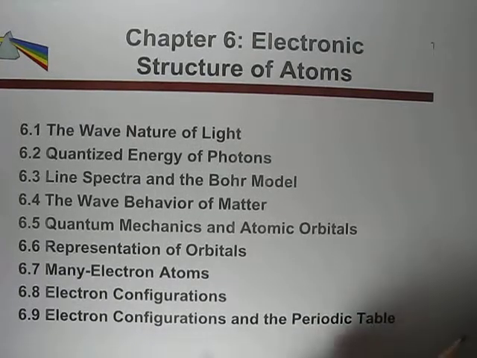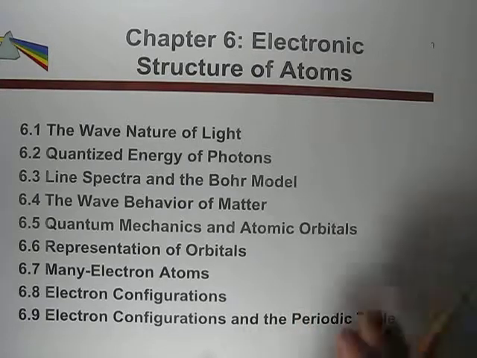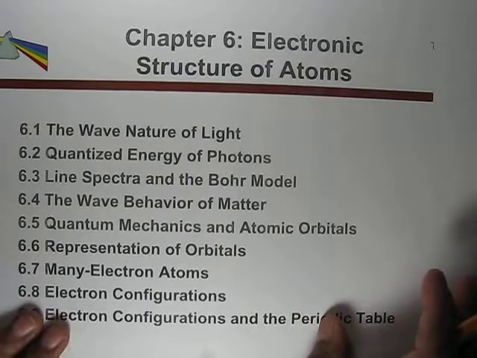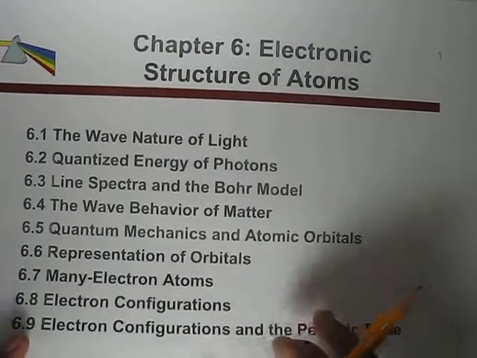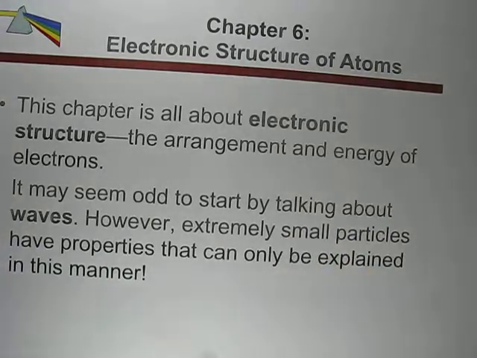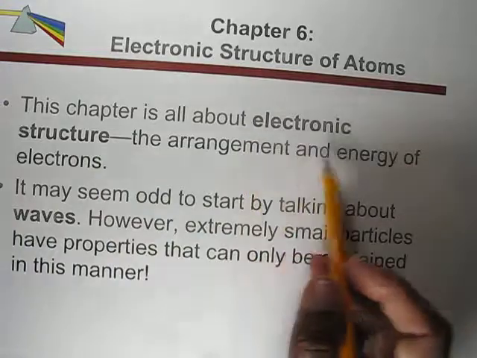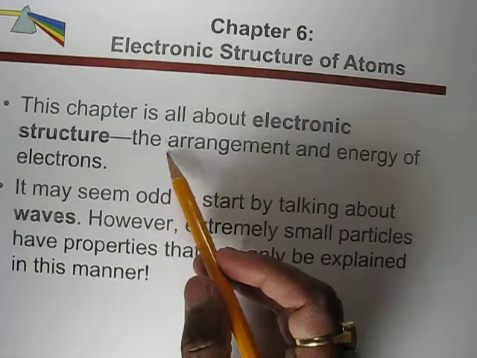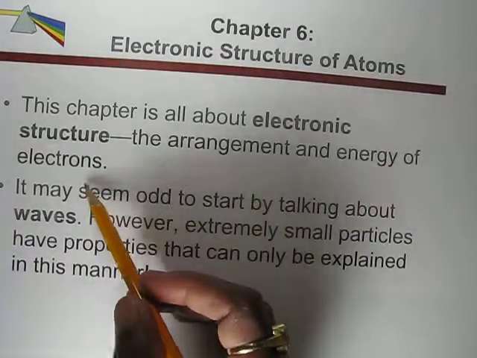So in this chapter basically we are going to understand how the electrons are arranged in an atom and what kind of properties they have, which is similar to the light. So two main things we have to consider here. First is the electronic structure of the atom, and that shows the arrangement and energy of the electrons.